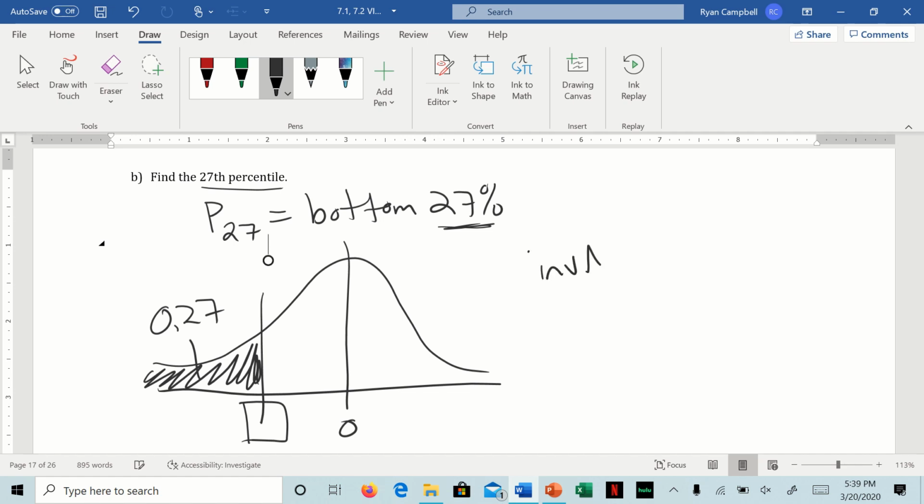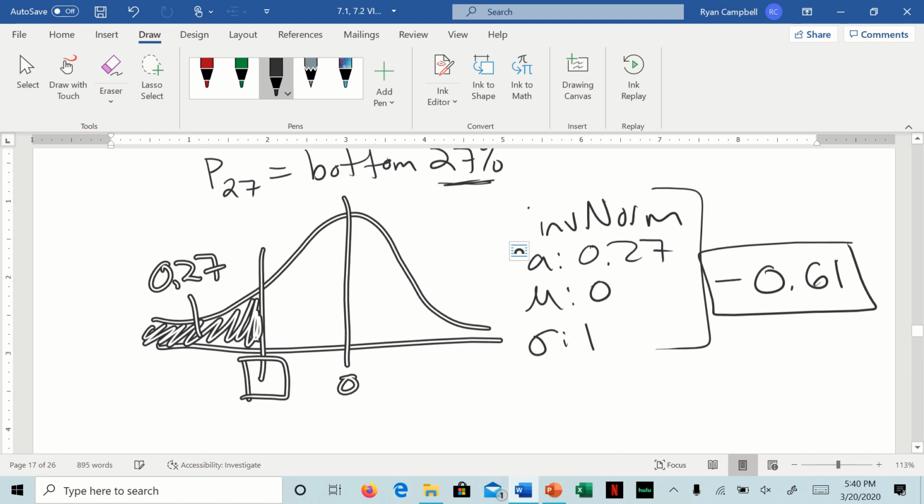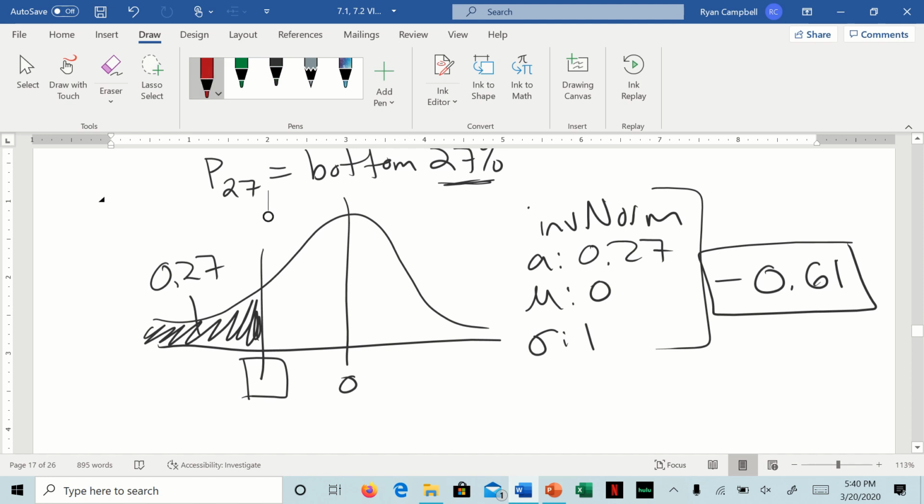So inverse norm. Area is going to be 0.27. Mean is 0. Standard deviation is 1. So we type all that into our calculators. We should end up with a negative 0.61. Wait a minute, does that make sense? Can we have negative in this case? Yes, we actually can, right?